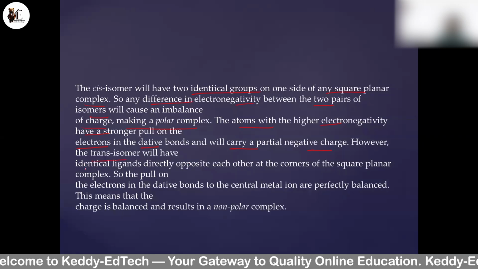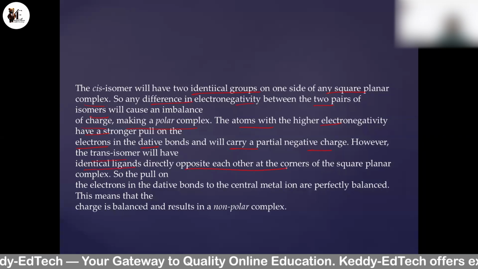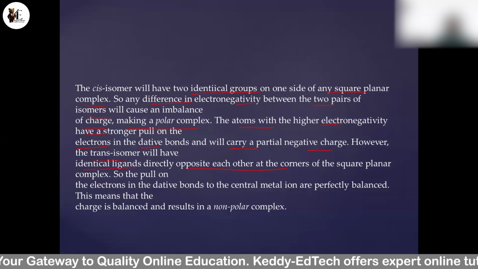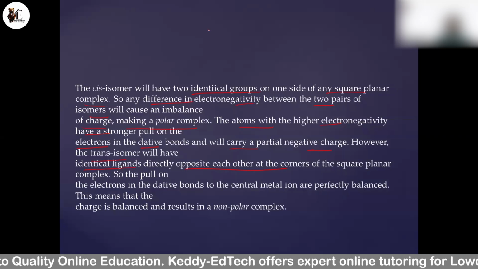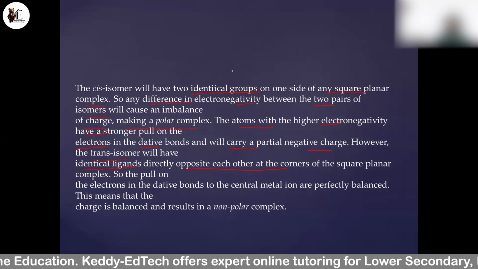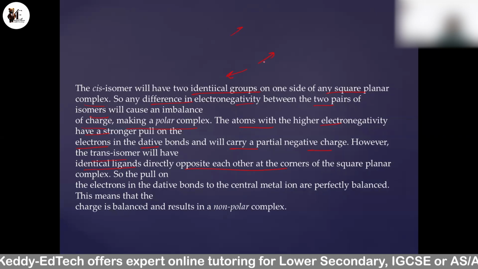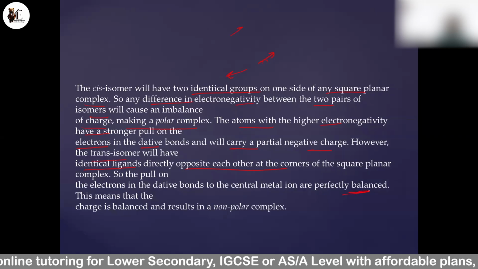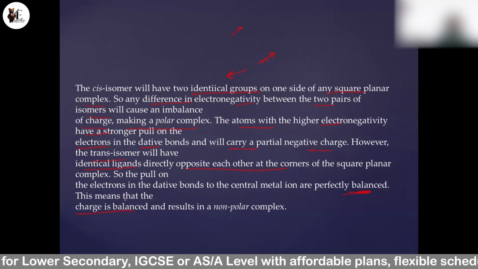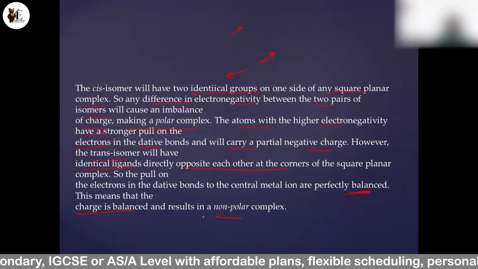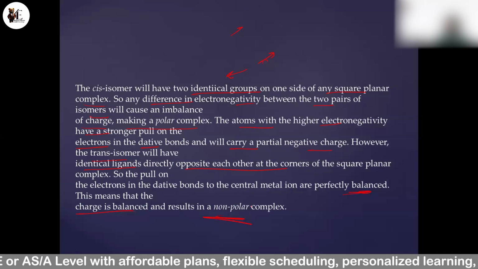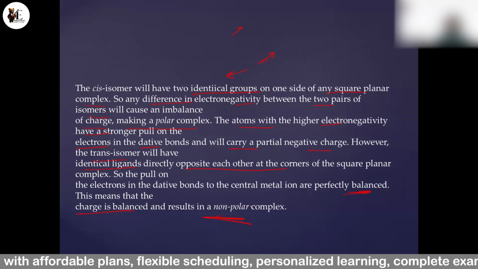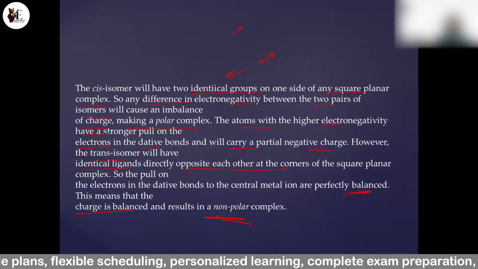However, the trans isomer will have identical ligands which are opposite to each other at the corners of the square planar complex. So if they are opposite on the square planar complex, what happens? The pull on the electrons in the dative bonds to the central metal ion is perfectly balanced. That means charge is balanced in the case of transplatin and it results in a non-polar complex. So the dipole moment is 0 in the trans complex, while in the cis complex the dipole moments add to each other and make an imbalance of charge and a polar complex.